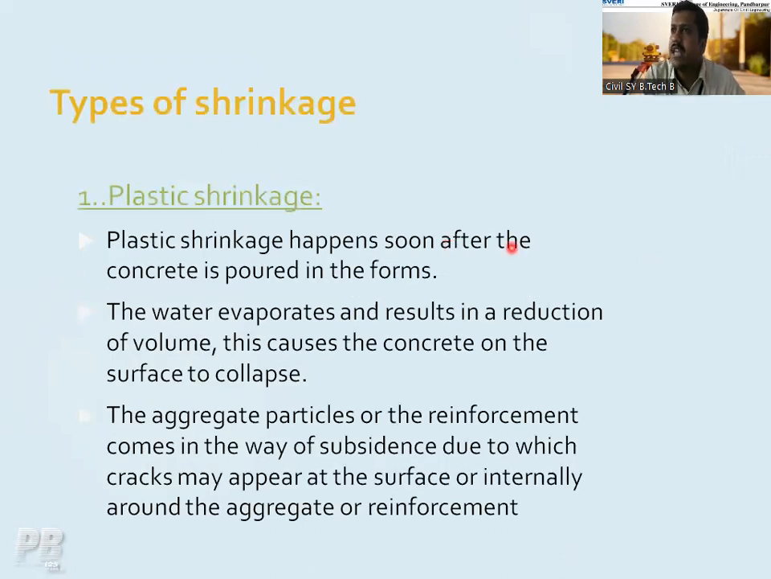The plastic shrinkage happens soon after the concrete is poured in the form. Thermal shrinkage is not a type which occurs in the concrete. Okay, the stresses are there. We call them thermal stresses. These are different in case of our road pavement. So let us discuss the first type, plastic shrinkage.